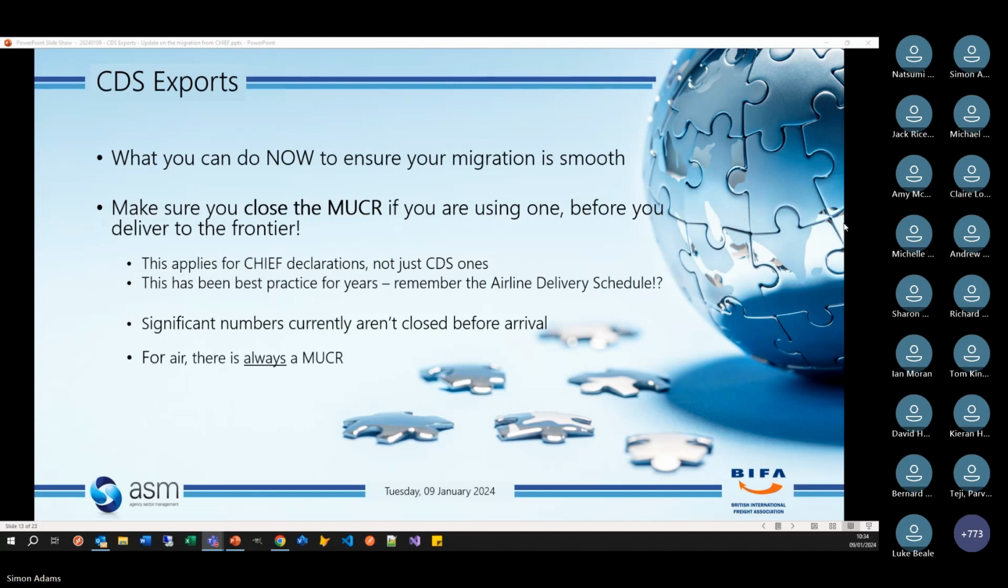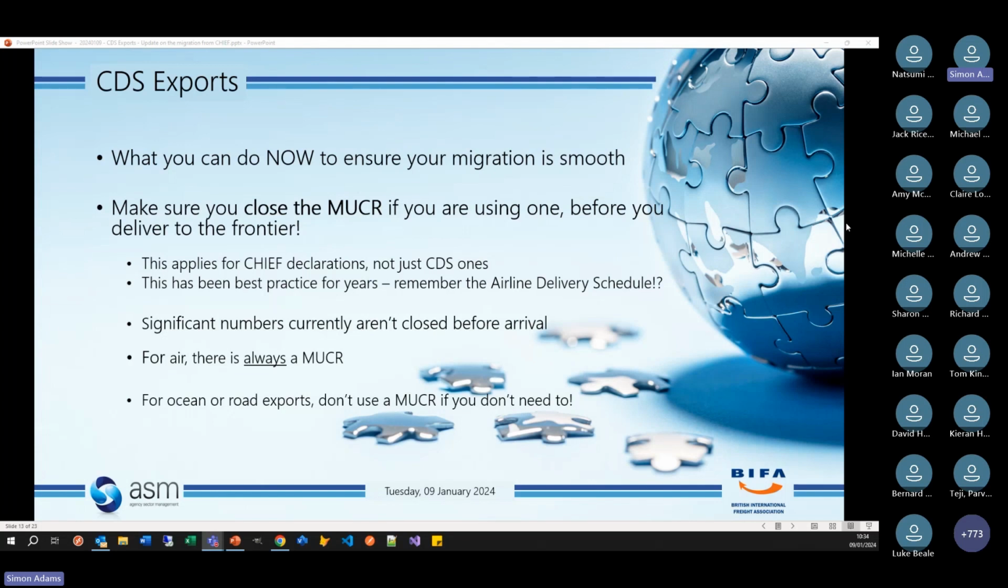So in summary, again, for air, any air shipment through CCS UK airports, there's always a mucker. Even if there's just one declaration on the goods being shipped, that declaration is always linked to a mucker, so that mucker always needs closing. For ocean or road, don't use a mucker if you don't need to.